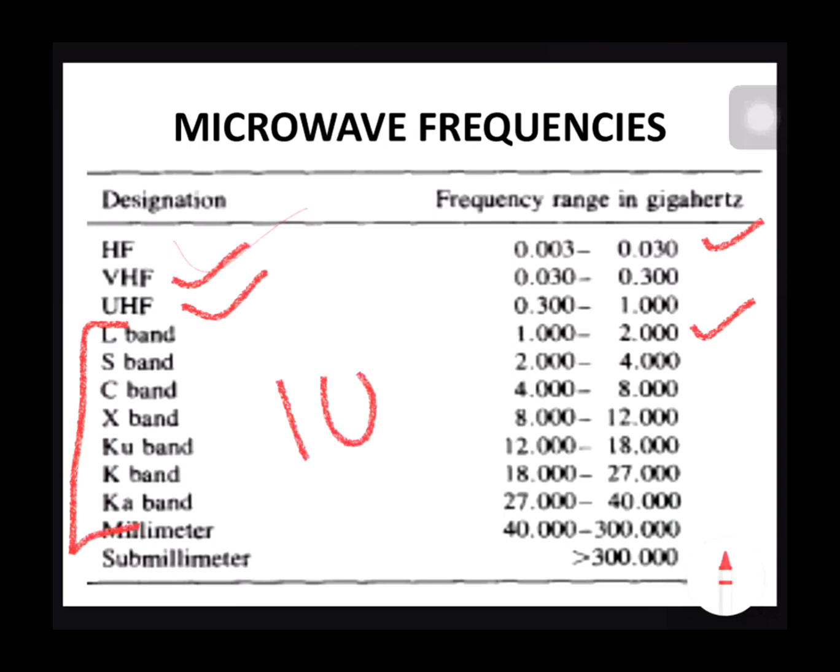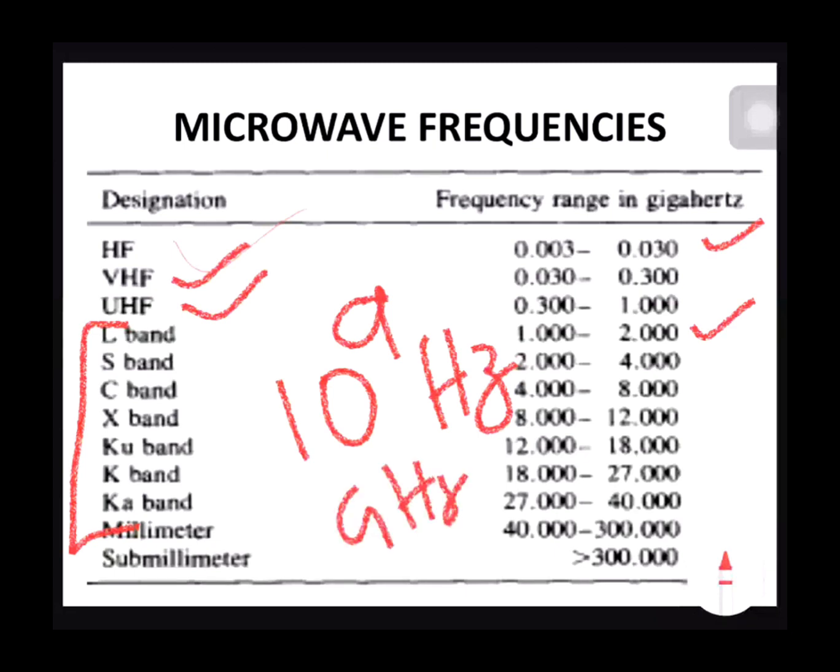Gigahertz is 10 to the power 9. If you want to write gigahertz, you'll write it as 10 to the power 9 hertz. Please keep these things in mind, because when you are solving the numericals also, the final answer has to be kept in the gigahertz range.